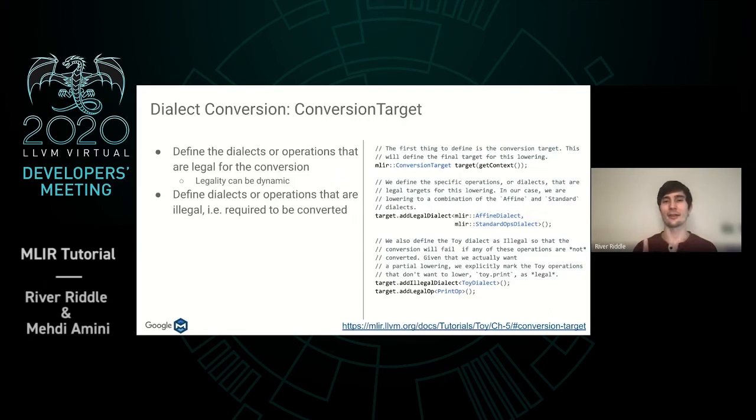But the caveat is some operations we still want to exist. So we would mark print as legal, even though the rest of the Toy dialect is not, so that it's preserved. This means that it won't be converted. It'll coexist with whatever else we generate.